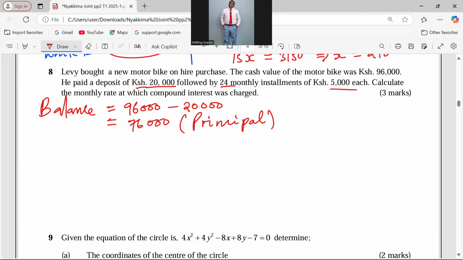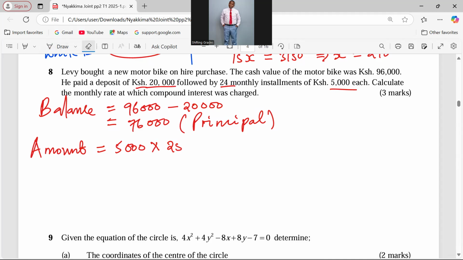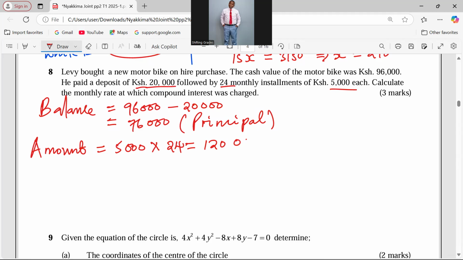Now, this principal will earn interest with time. So we can see the amount which will be paid. Instead of 76,000, Levi is going to pay 5,000 multiplied by 24 months. Let me work out that. This is going to be 120,000. Now calculate the monthly rate.